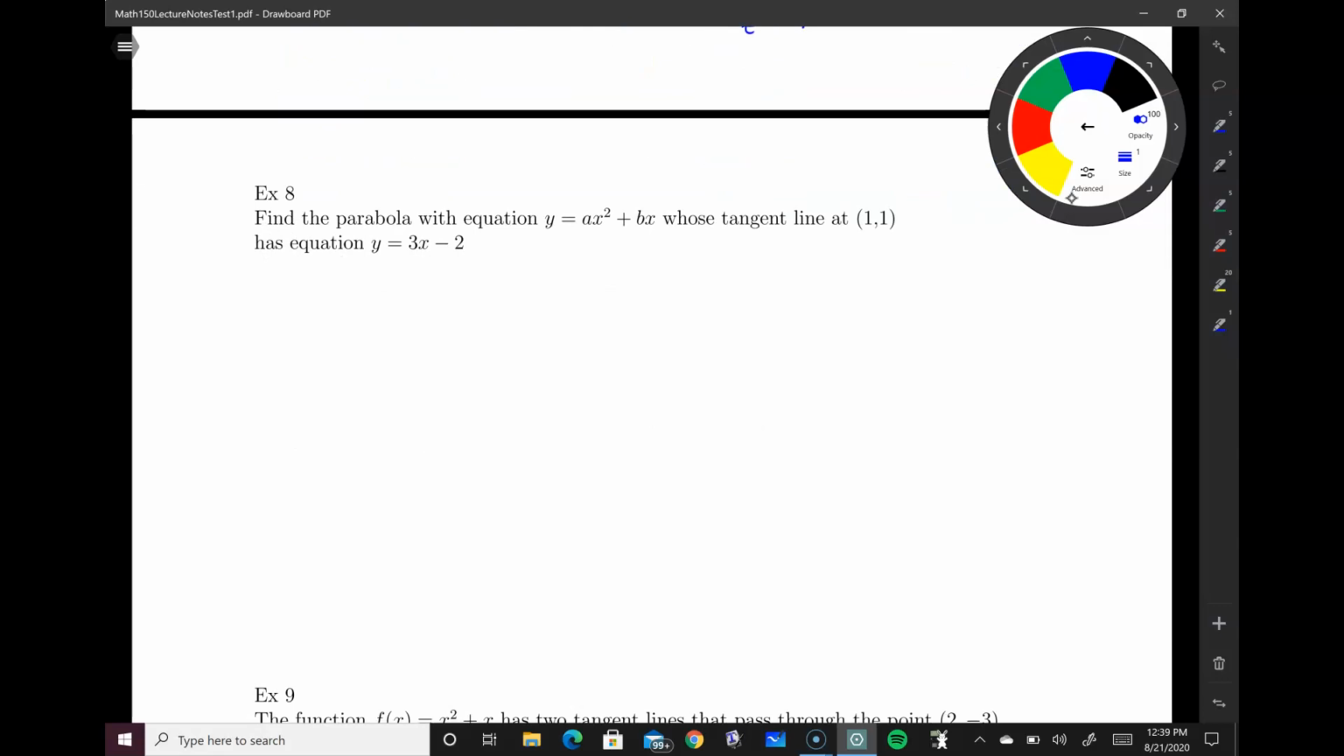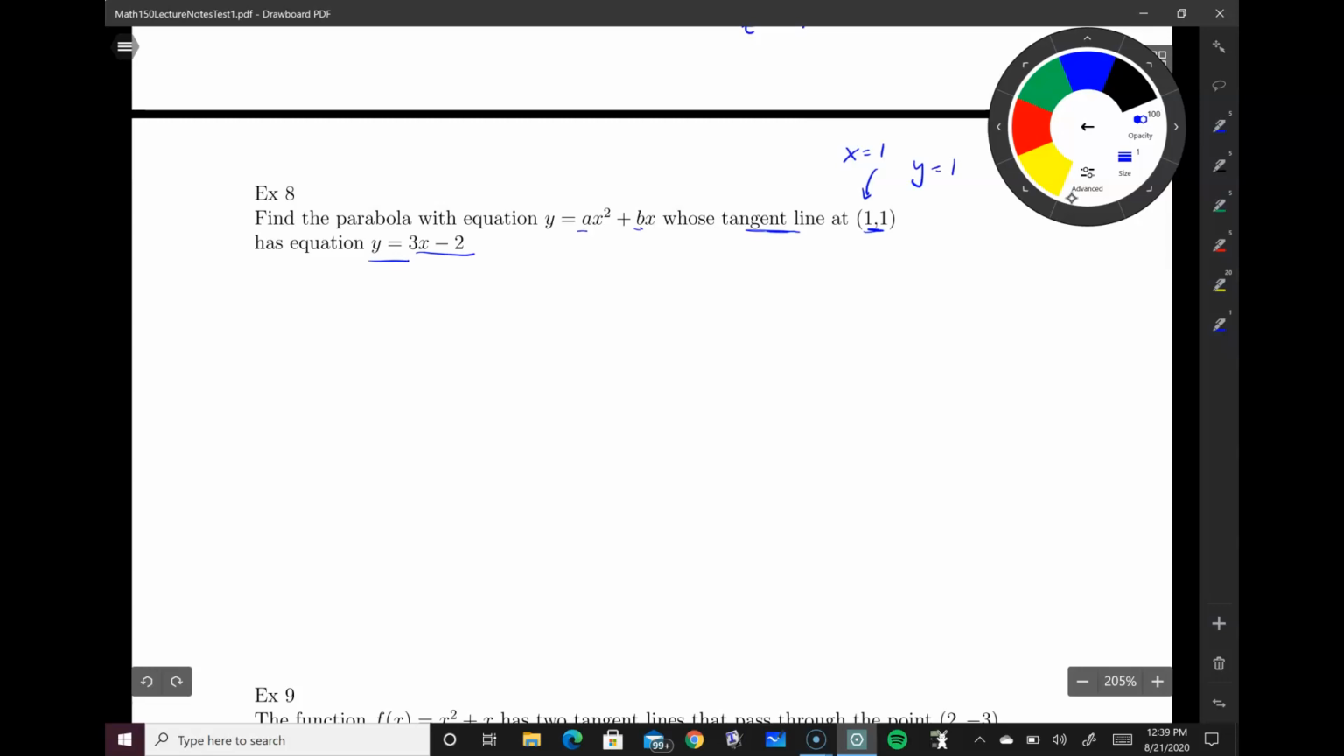All right. Oh, this one looks a little bit challenging. So I've got a and b here. So I want to find out what those a's and b's are, what these constants are, and where the tangent line at this point is this. Okay, so this is telling me x is equal to 1, right? And y is equal to 1.